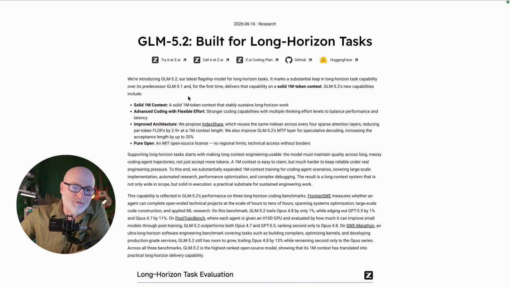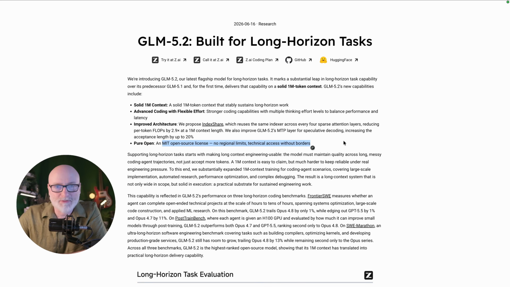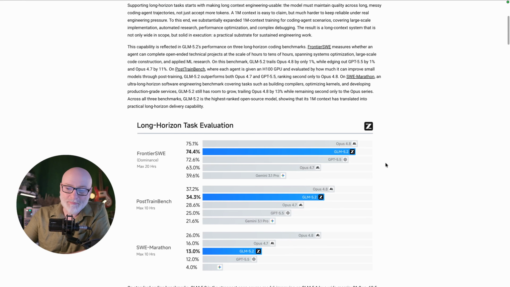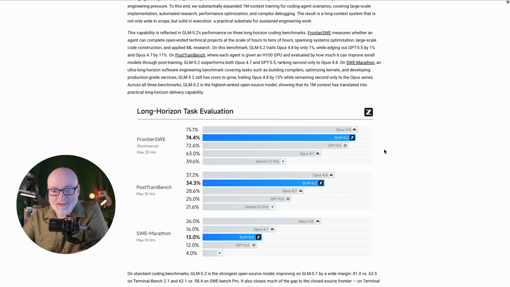First of all, this is, of course, a 1 million context window, okay, and so we have all the requirements that we want, but plus there is an MIT open source license, okay. There are no restrictions, no limits, no borders. You can do anything that you want with this. But a lot of people have been talking about this model in the last couple of days, because this is comparable to Opus 4.8 and sometimes better than GPT 5.5. Okay, so if you see what's going on here, it's pretty insane.